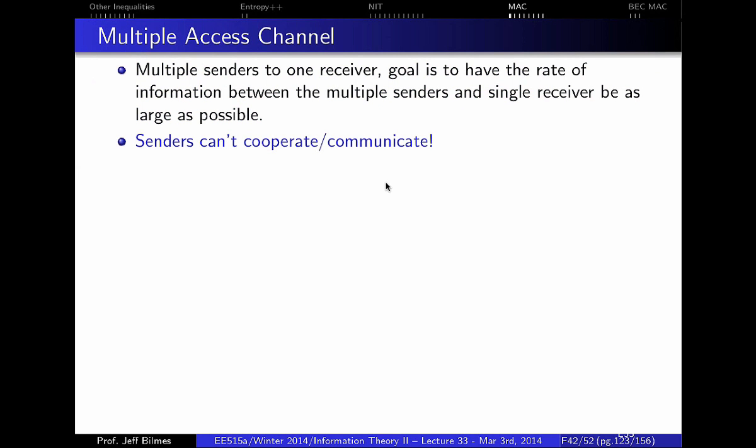Now, in this particular scenario, the senders can't communicate, they can't cooperate, they can't coordinate, they can't corrupt, they can't do anything. The idea is that each of these senders is at a disparate location somewhere, and just allowing them to communicate amongst each other would be hard.